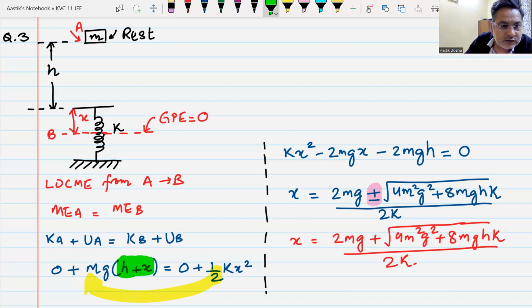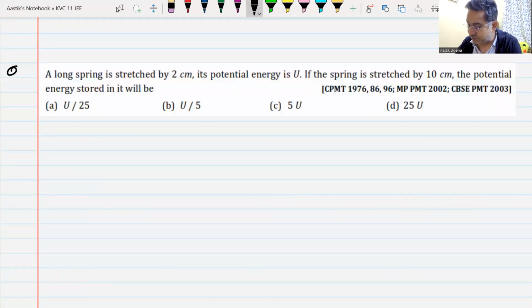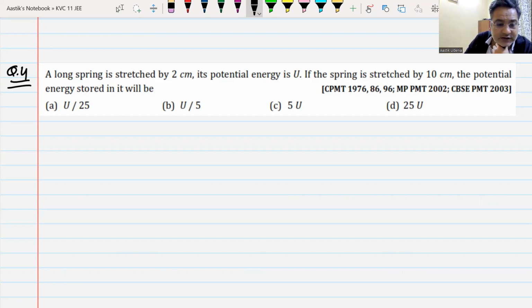Let me ask you this one. Again, remember that we are expecting questions from springs and spring energies. So can you solve this one? Question number 4 or 5 or whatever it is. A long spring is stretched by 2 centimeters. Its potential energy is U. If the spring is stretched by 10 centimeters, what will be the potential energy stored? And your answer is in terms of U. I'll give you 2 minutes to do this.